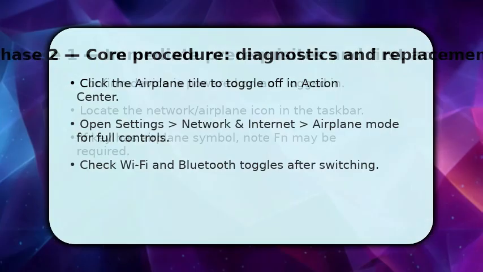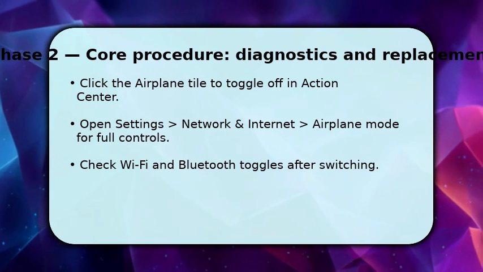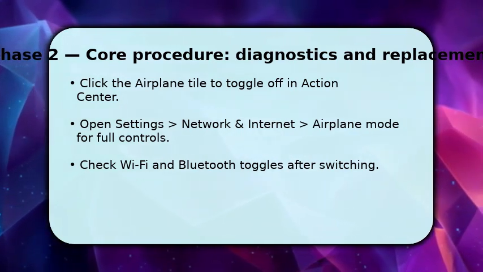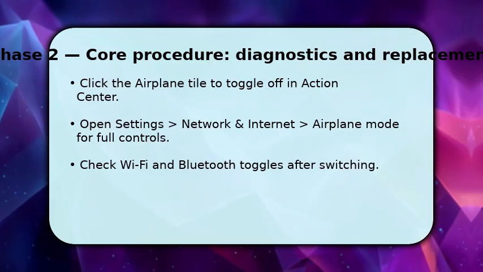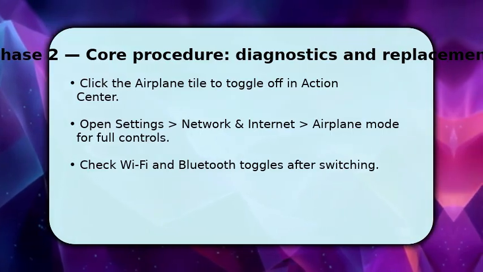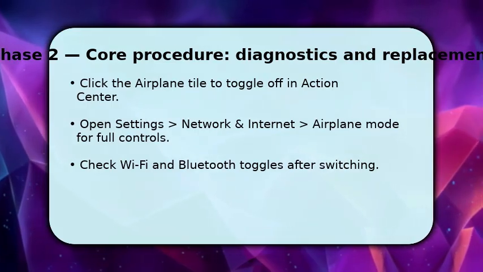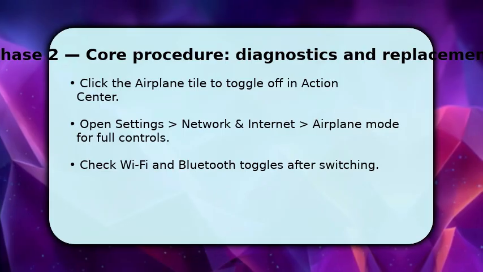Now in the Action Center, click the airplane tile to switch it off. This sends the software command to re-enable radios. If the tile isn't visible, open Settings, go to Network and Internet, then Airplane Mode, and turn the slider to off. Make sure to also verify Wi-Fi and Bluetooth toggles are on if you need them.